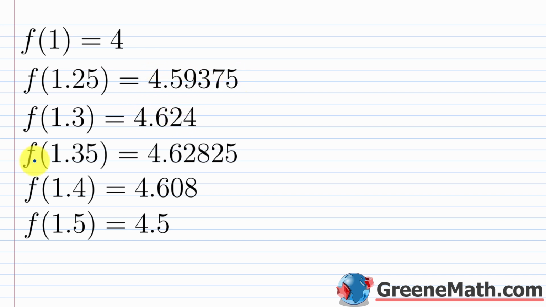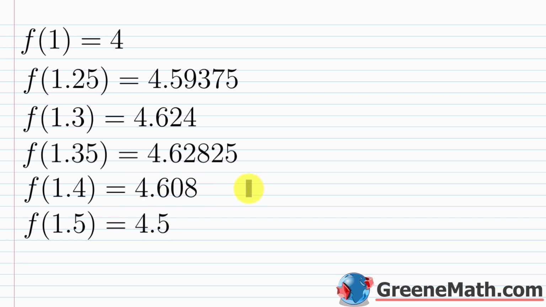Then I'm going to do that again. So we have f of 1.35. So that's equal to 4.62825. So this y value is greater than this y value. And then I'm going to do that again. So f of 1.4 is equal to 4.608. So now this y value is smaller than this y value. And if you look at f of 1.5, this equals 4.5. So this y value is smaller than this y value.